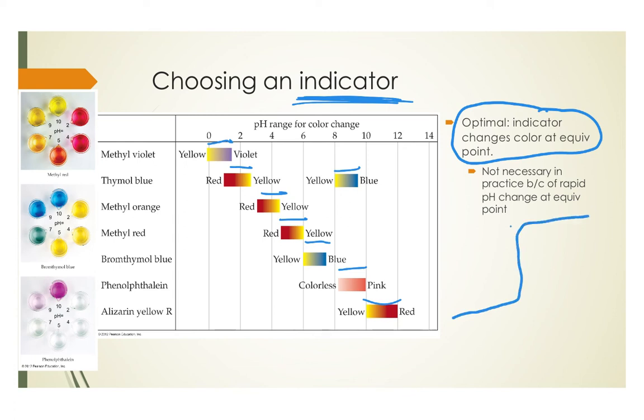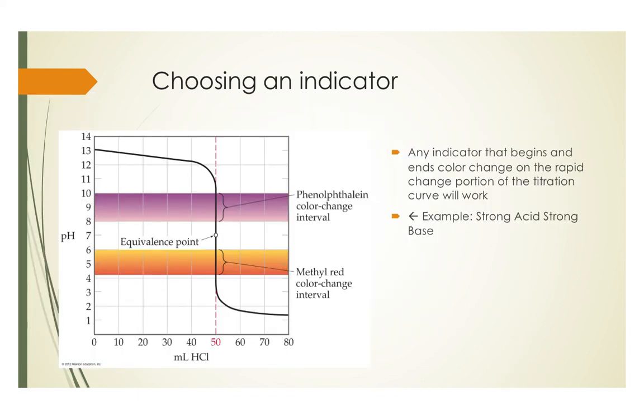However, in practice, that's not really super necessary, because if we think about our titration curve, as long as we have something that changes somewhere on this steep part of the curve, it doesn't really matter, because that portion of the curve is so steep that we can't really see the differences in pH values along that curve. So we know exactly how much of our acid or our base we are adding. So in practice, it's not necessary to have exactly an indicator that changes color at the equivalence point. You just got to have something that changes somewhere on that steep part of the curve. So as we just said, any indicator that begins and ends color change on the rapid change portion will work.